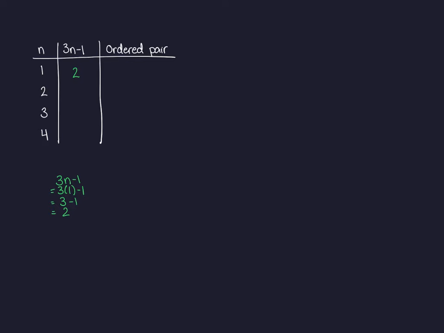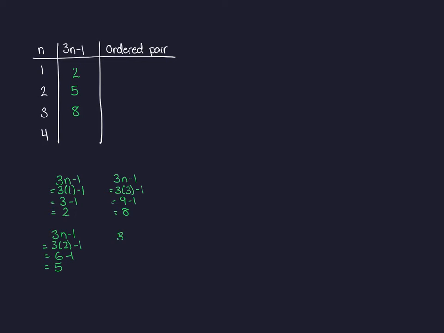And then we do the next thing for 2. So 3n minus 1, now our n value is 2. 3 times 2 minus 1 is 6 minus 1 is 5. Remember to always do that multiplication first because of our order of operations. Then we'll figure out for an n value of 3. So 3 times 3 is 9, minus 1 is 8.